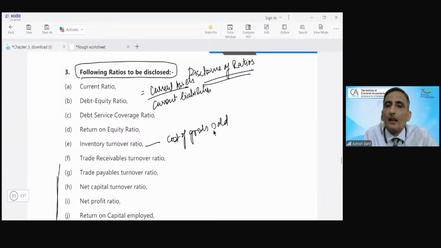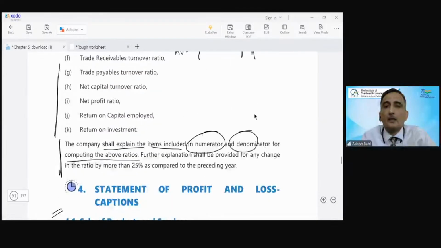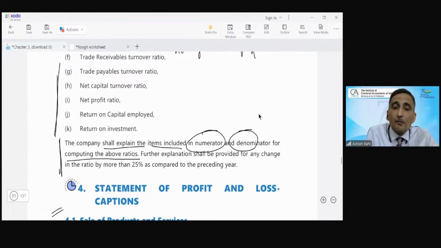So some entities may be adopting some different formula. That is why this requirement is there, so that these are not misleading, and a sort of transparency is there. Further, now this point is again, students, I am telling you, important to remember.